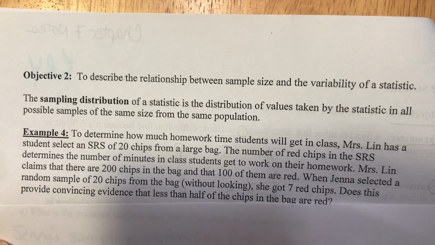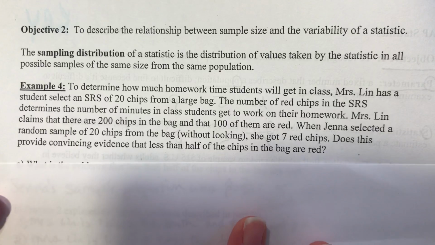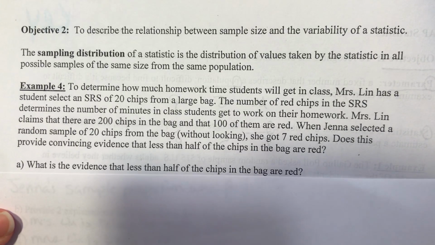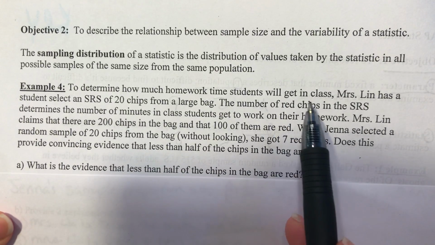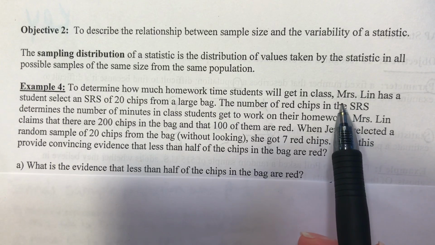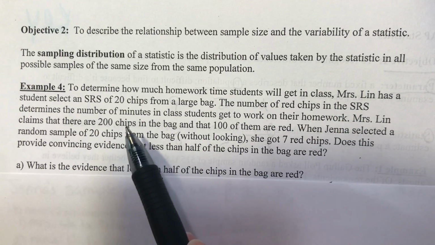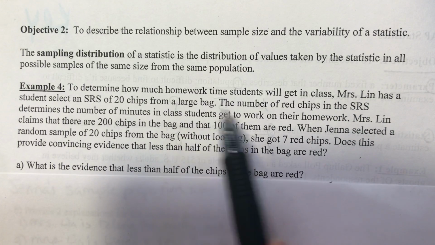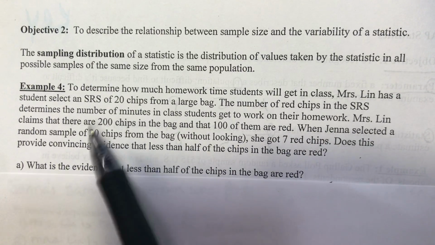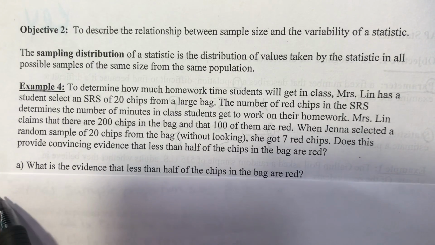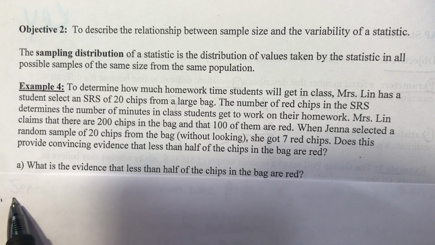So what we want to do is go through this example together. To determine how much homework time students will get in class, Mrs. Lynn has a student select a simple random sample of 20 chips from a large bag. The number of red chips in the simple random sample determines the number of minutes in class students get to work on their homework.